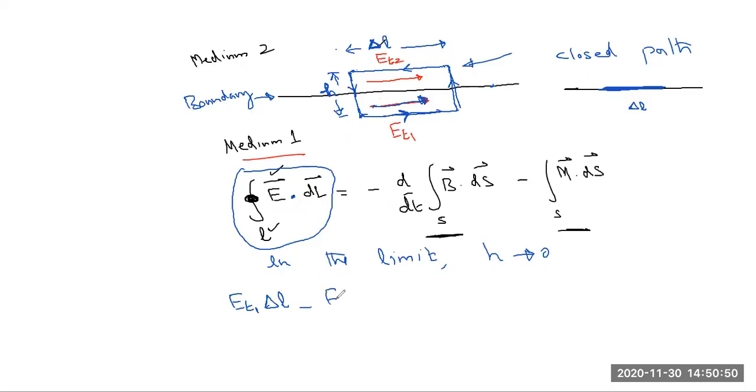So for this, we get minus ET2 delta equal. Now what will we get on the right hand side? What is on the right hand side? The right hand side is telling us how much magnetic flux is passing through the surface. So where is that surface? That surface is this one.